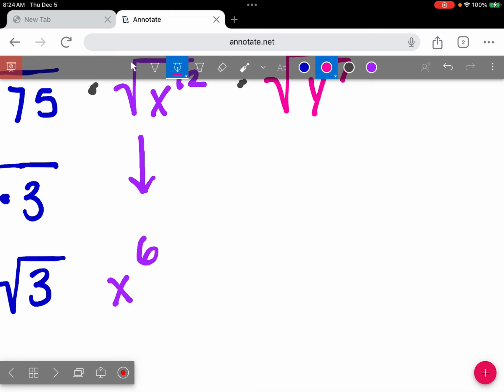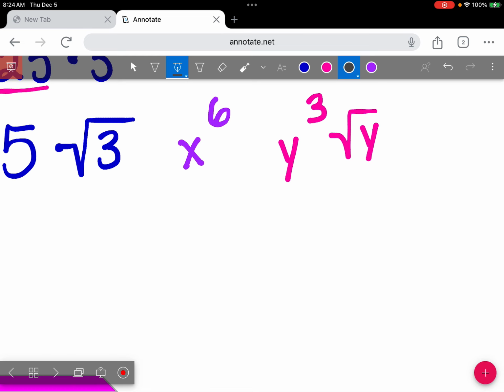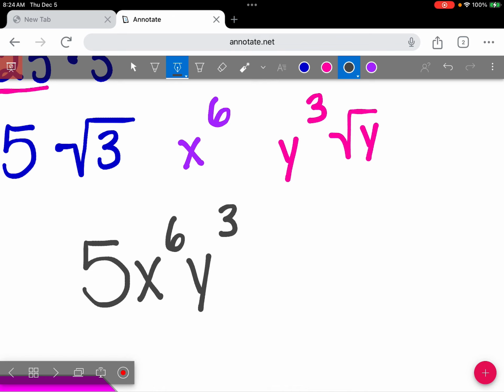How about our y to the 7th? I can make 3 full sets, so we get our y cubed, and I have a leftover y. So I can make 3 full pairs, and I have 1 sock left in the basket. So our last step on this is to put all the things outside the radical together, all the things inside the radical together. So our final answer is going to be our 5x to the 6th y cubed square root of our 3 and y.